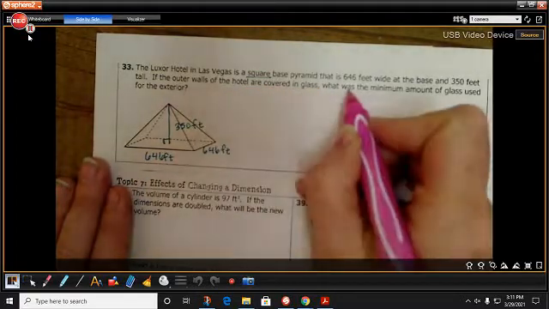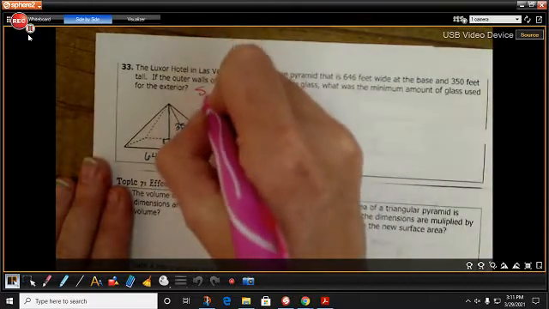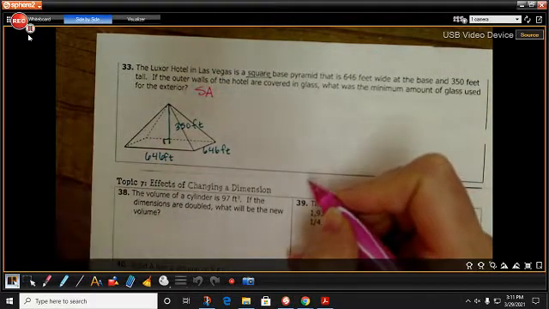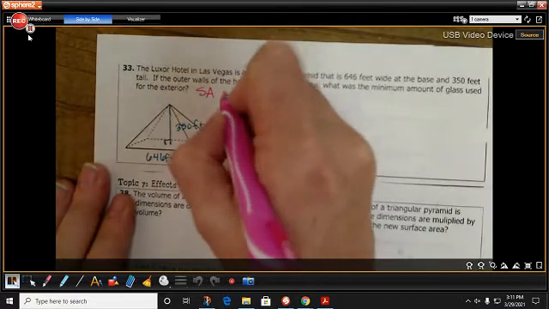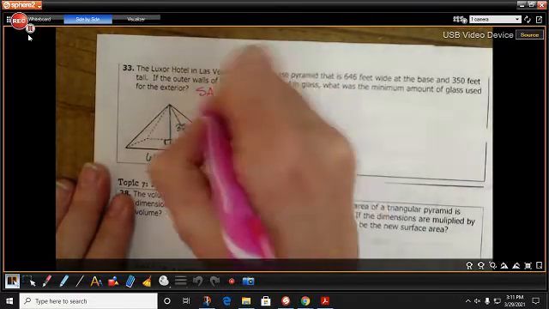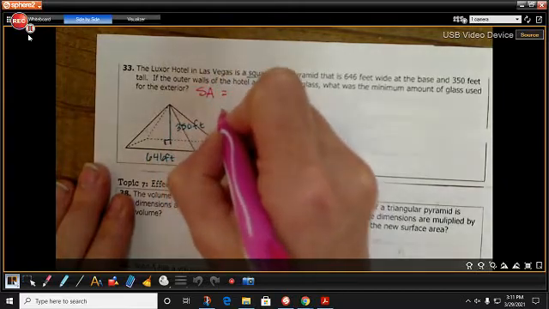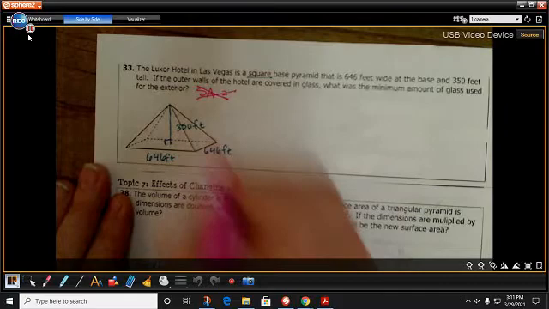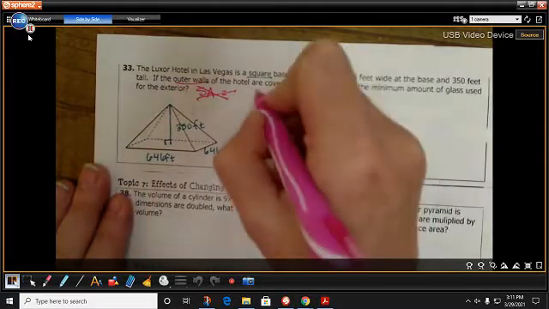If the outer walls of the hotel are covered in glass, what is the minimum amount of glass? Well, if I'm covering outer walls, this is going to be surface area. And so to find the surface area, I'm going to need to do the lateral surface area. I don't want the total surface area because that would include the base. I don't need to put glass on the base. I just need to do the outer walls.